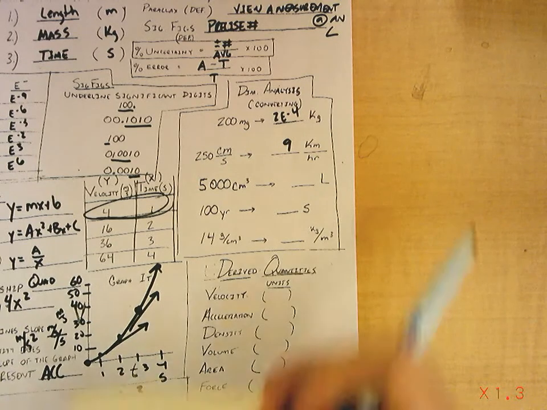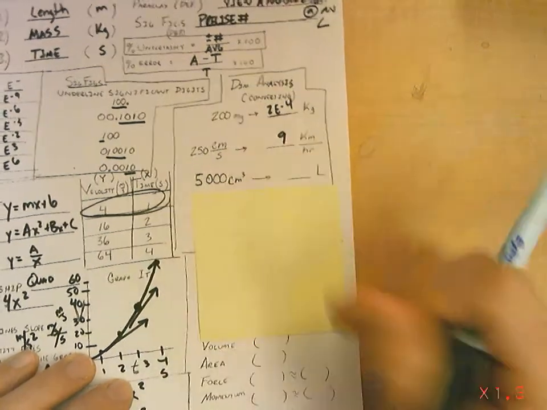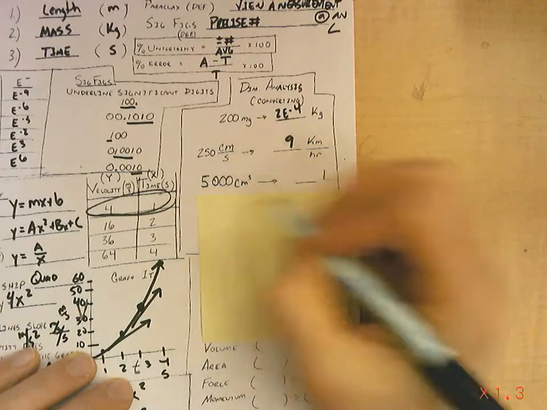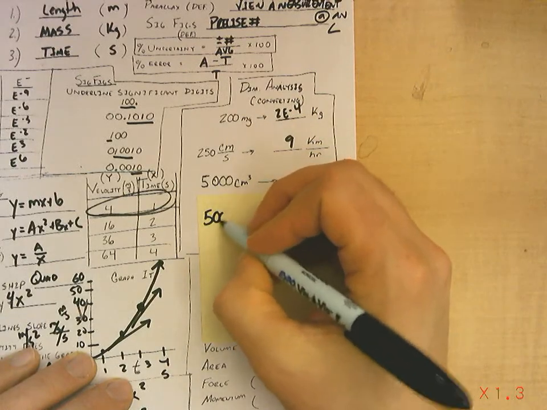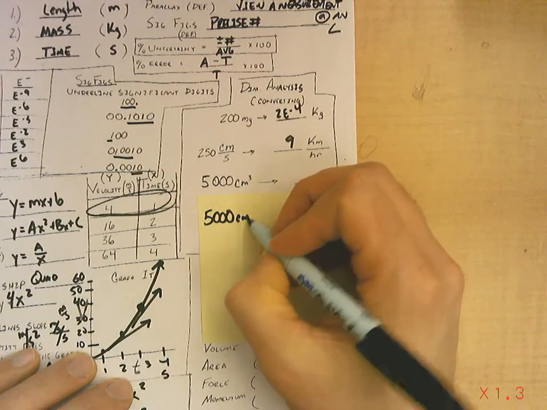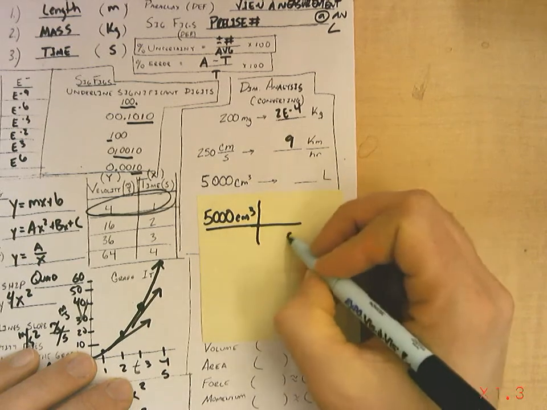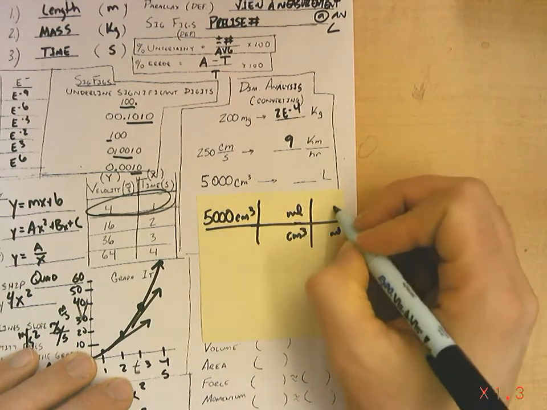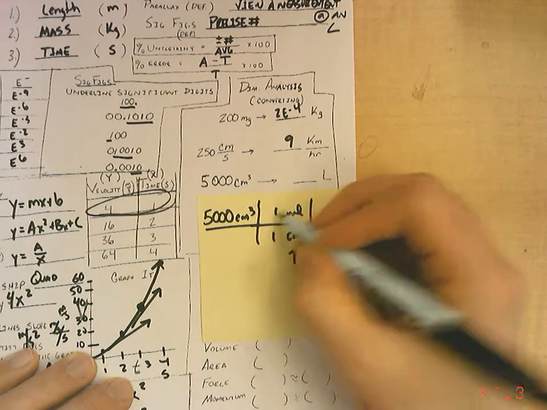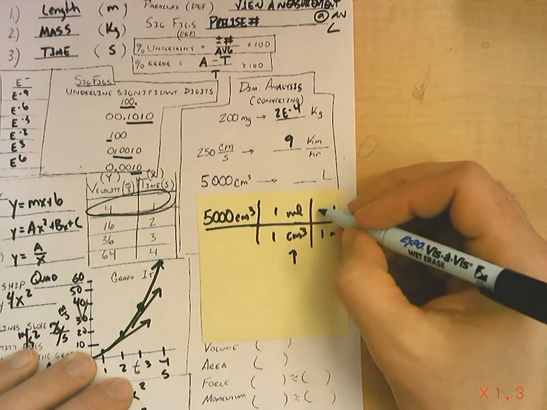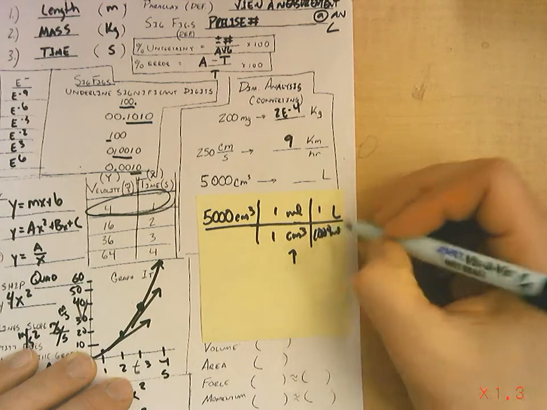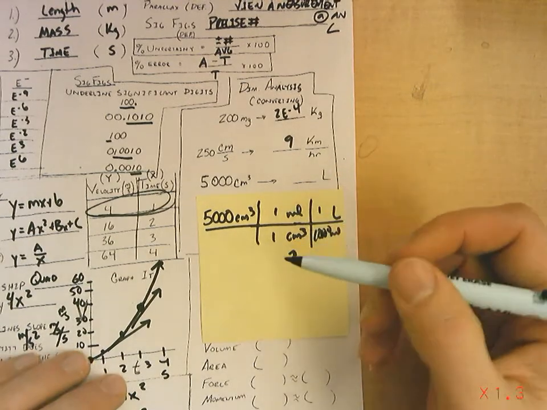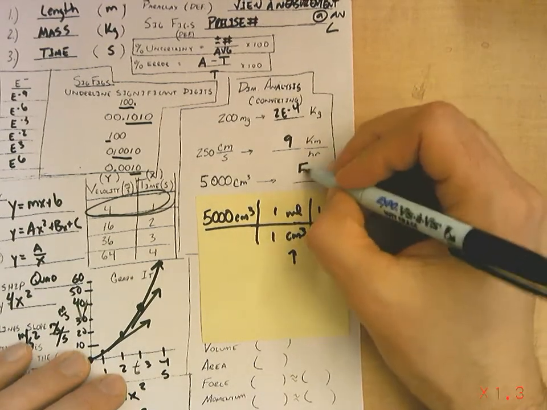We go on to the next one. This is a little bit different because we're talking about volume, and remember, volume can be tricky. So we can say 5,000 centimeters cubed, and we can use the relationship centimeter cubed to milliliter, and then we can go milliliter to liter. This is just something I expect you to know, that these are equivalencies. And there's 1,000 milliliters in a liter. So basically, we're dividing by 1,000 and we get 5 liters.